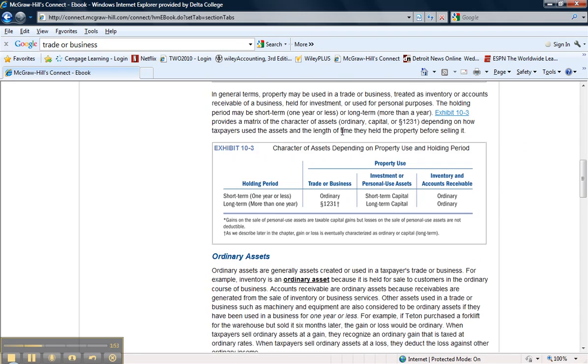This is a good little summary, Exhibit 10.3 right here. The character of the gains and losses if you sell different types of assets.